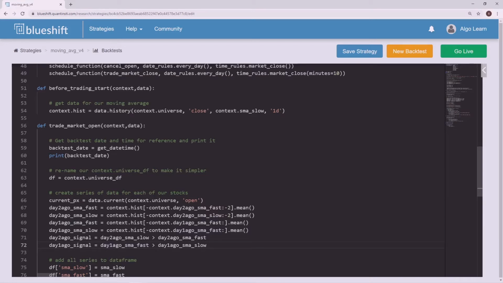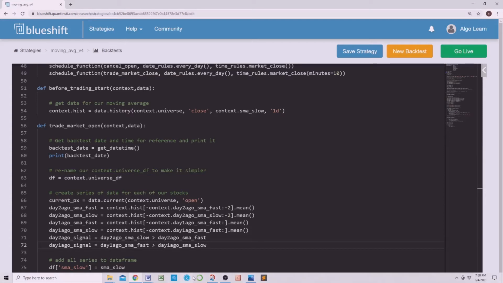Our Booleans are going to give us a true or a false. Based off of the relationship between the day 2 ago SMA slow and the day 2 ago SMA fast, the signal is going to be either true or false. And then same with the day 1 ago signal. If the slow line is above the fast line, so the 10-day above the 5-day on the day 2 ago closing, this is going to be a true.